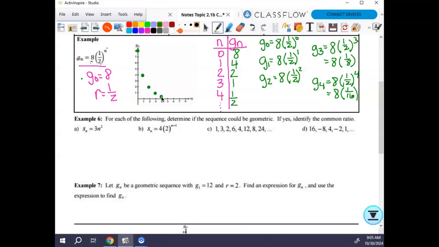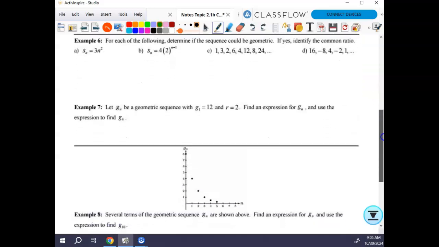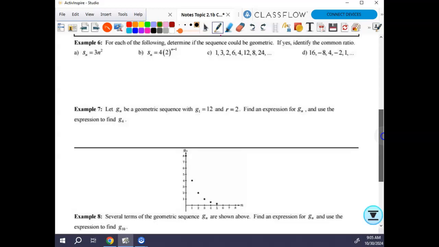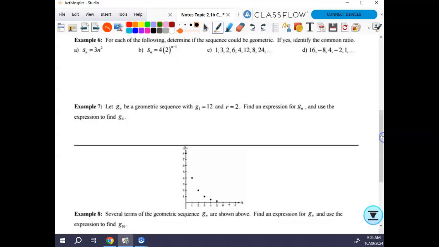Do I connect the dots? No, I do not. No connecting the dots. Everybody good so far? All right. And then these geometric sequences, they behave like what kind of functions? What does it say up there? Exponential. Okay, good.